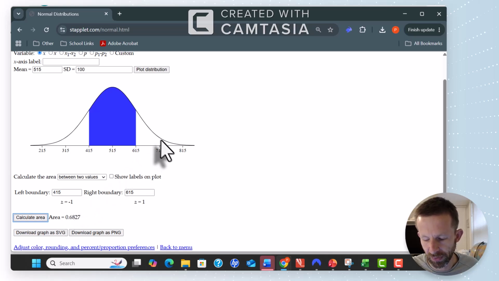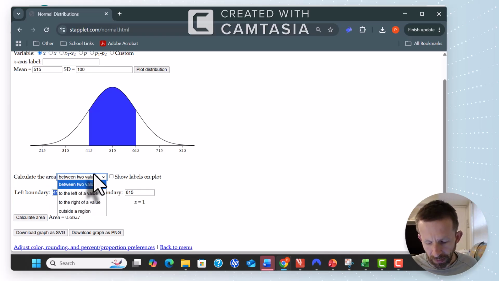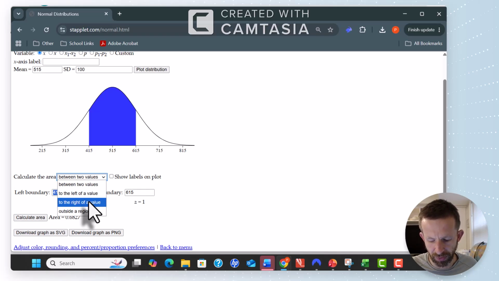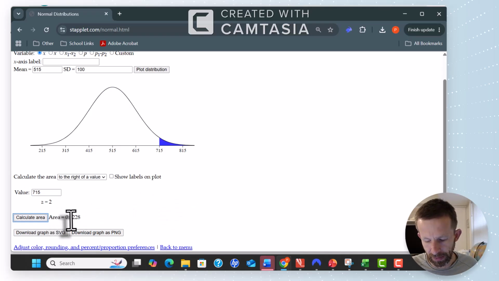What percent of people score 715 or higher? So now we're not doing between two values. We're just going to go to the right of 715. And you can see that it's 0.0228. So a little bit more than 2% of all people score 715 or higher on the SAT.